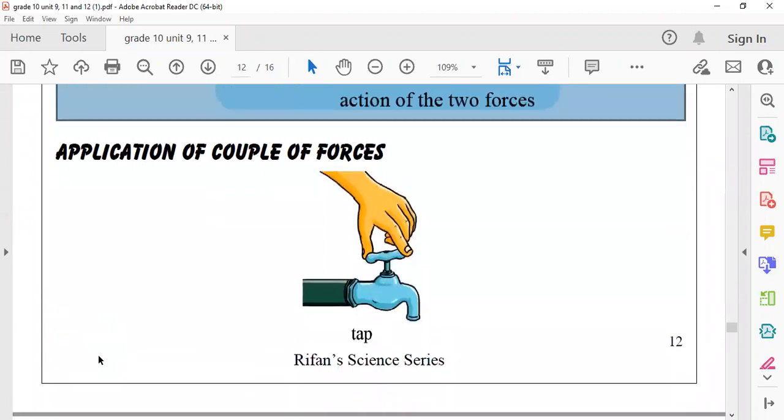Right. There are many examples in our day-to-day life. One is this: when you are opening a tap in this way, here you apply a force. Here you apply another force. So do you notice the couple of forces? Yes, sir. Mark the two arrows in the diagram.